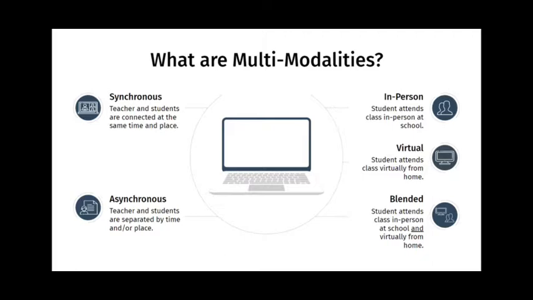There are also two other factors to take into consideration, and that's synchronous and asynchronous. In a synchronous setting, teacher and students are connected at the same time and at the same place. In asynchronous, the teacher and students are separated by time and/or place. So those two factor into the modality that is being taught, and the modality that students are learning in as well.